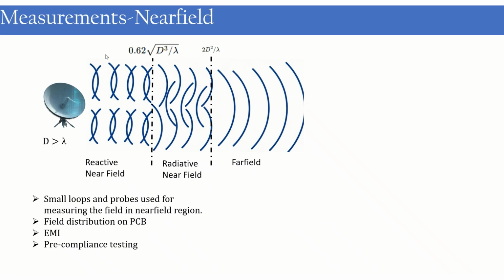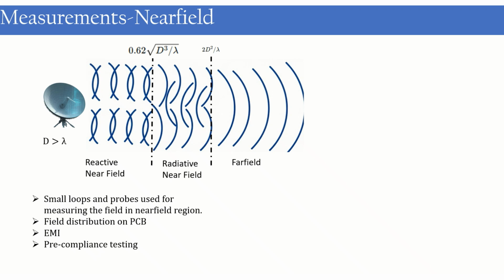Similar to the far field, near field measurements are also important when we have to consider the field distribution on a PCB. If you have to find electromagnetic interference effects, or do pre-compliance testing of devices like mobile phones, we need near field measurements. In this region, we know that it works like inductive or capacitive regions. So to measure that field, we should have small loops or probes which can couple to the field in this region and take the measurements.